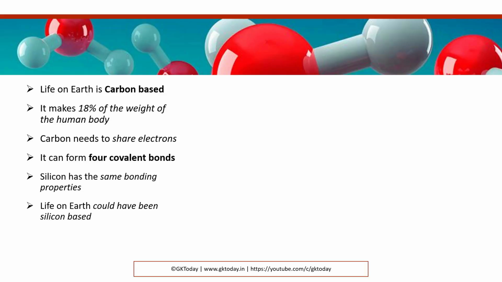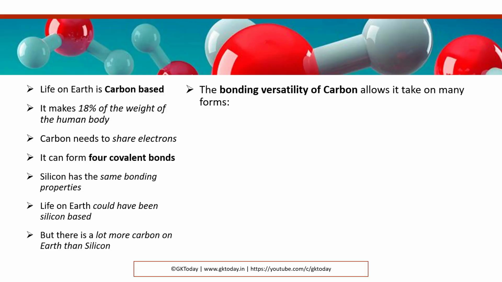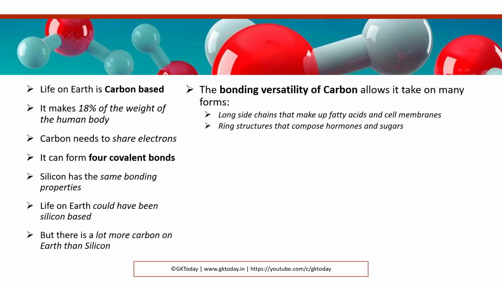Also, carbon wins because of a variety of reasons. For example, the bonding versatility of carbon allows it to take many forms, whether it's long side chains that make up fatty acids and cell membranes, ring structures that compose hormones and sugars, and even gaseous molecules like say methane or carbon dioxide. Silicon has none of those capabilities.